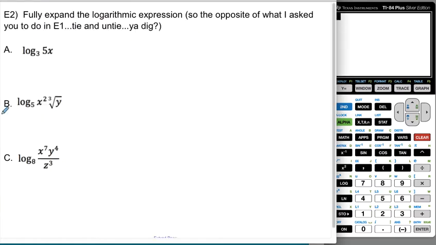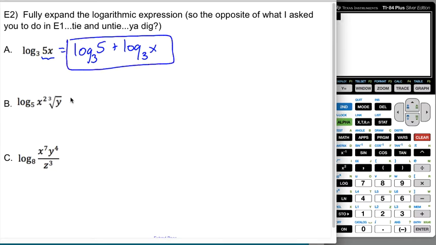Fully expand the logarithmic expression. So basically the opposite of what I asked you to do in E1, right? Tie your shoe, untie your shoe, tie your shoe, untie your shoe. You dig? All right, so this is 1 log with multiplication. So when I split it into 2 logs, it's going to be addition. And that's it. Now, it might seem silly that I'm asking you to do this, but you'll survive. So again, the goal is that I need you to learn how to use these properties, right?